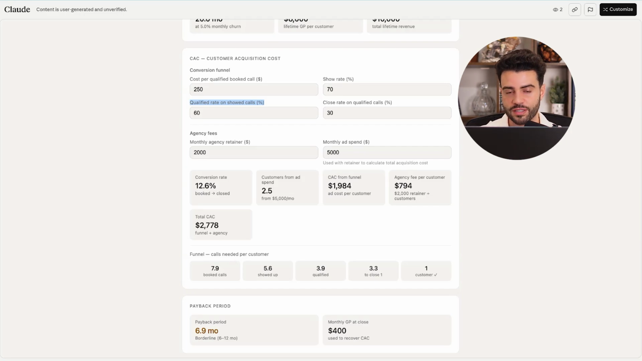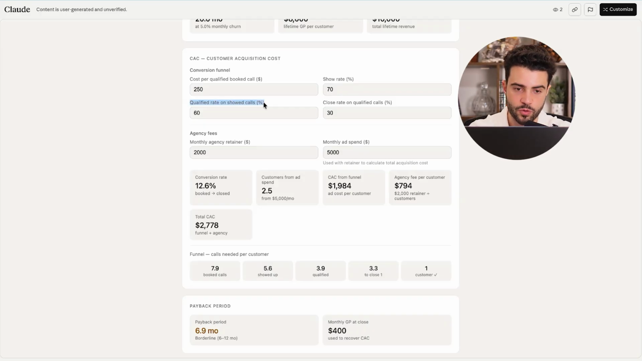If those are the three things that they have, then that's a qualified call. What we'll say in this example is that 60% of the calls that show up are qualified. Let's just say, for example, you book 10 calls, you get 70% of them to show up. That is 7 of them.